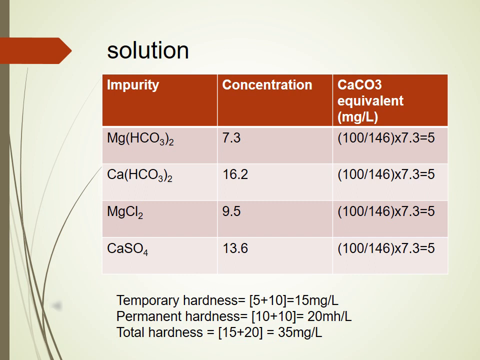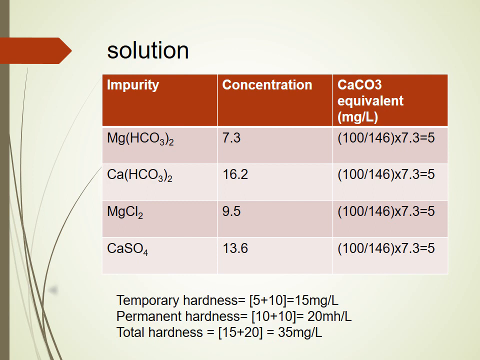For example, for the first impurity, Mg(HCO3)2, the molecular weight of calcium carbonate is 100, in the ratio the molecular weight of Mg(HCO3)2 is 146, multiplied by the concentration of the impurity given in the question, that is 7.3. So the calcium carbonate equivalent is 5. In the same way we will determine it for all the other impurities.